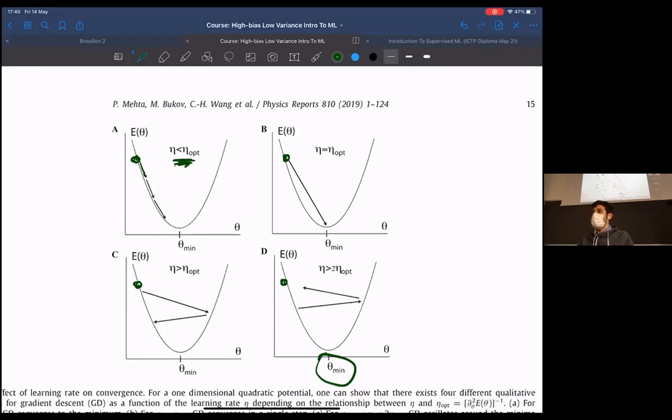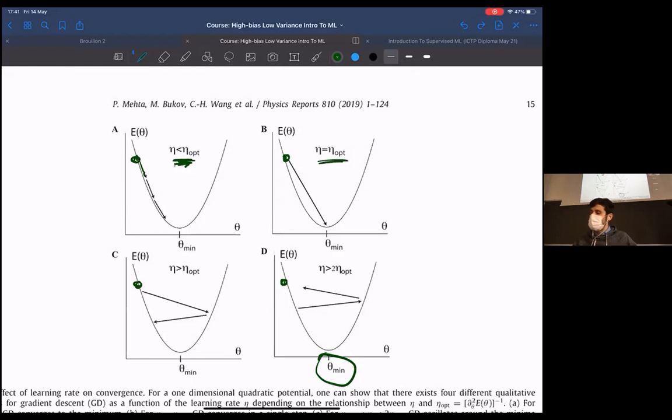Okay, which is good in the sense that it prevents numerical oscillations that might happen if you have a too large learning rate. We'll see. But the problem is that it becomes very slow. So you have a computational cost for that.